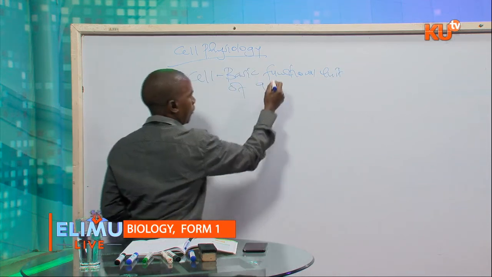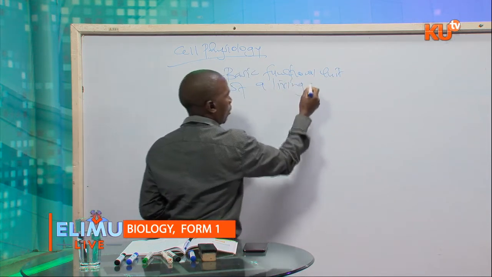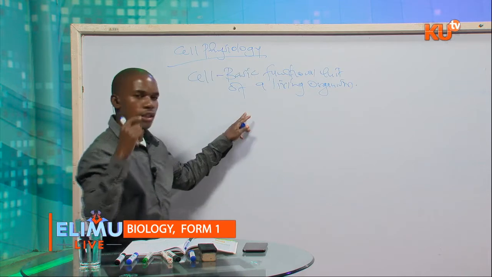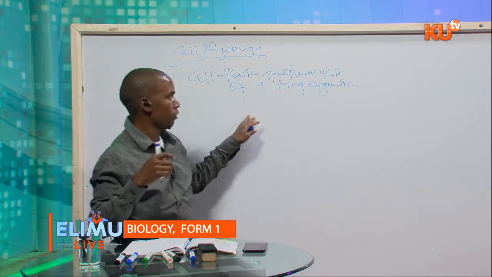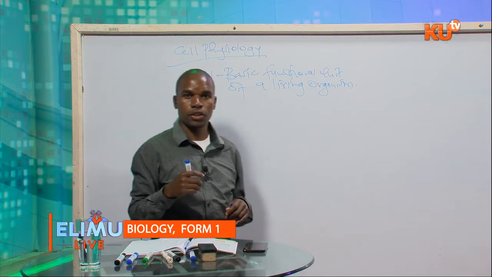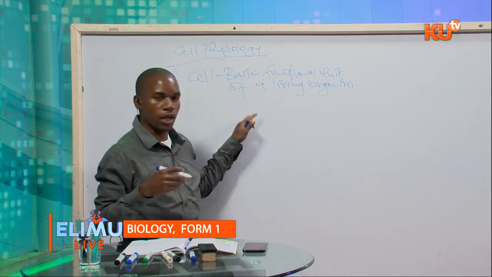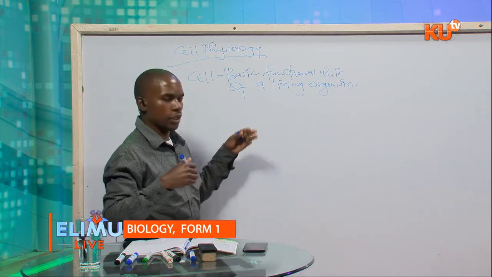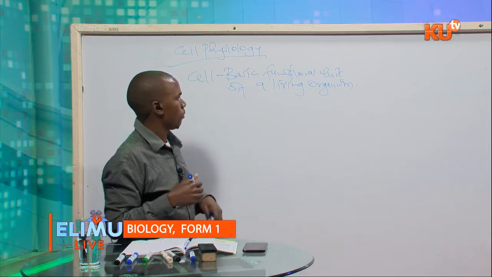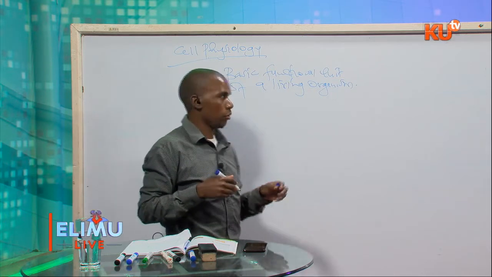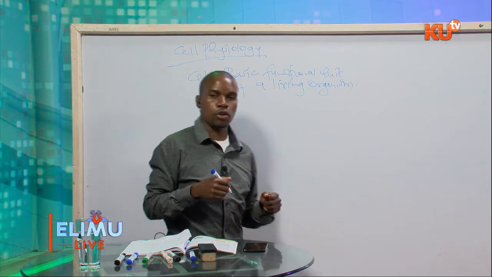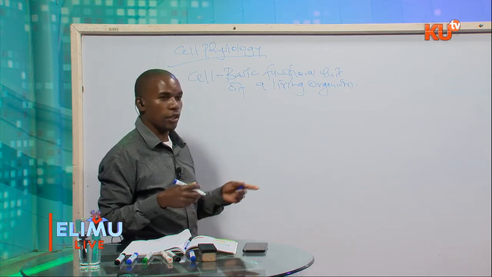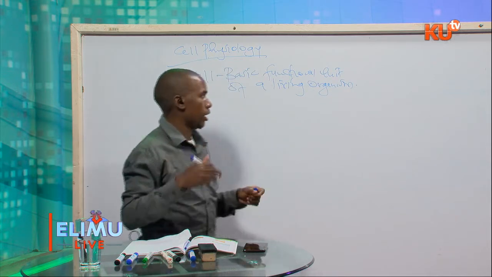of a living organism. What this means is that within a cell, we have different organelles which do different types of work to enable a living organism to continue with its growth and development. For instance, we have mitochondria, which is responsible for respiration. We also have the chloroplasts in plants, which are responsible for the manufacturing of food and so forth.